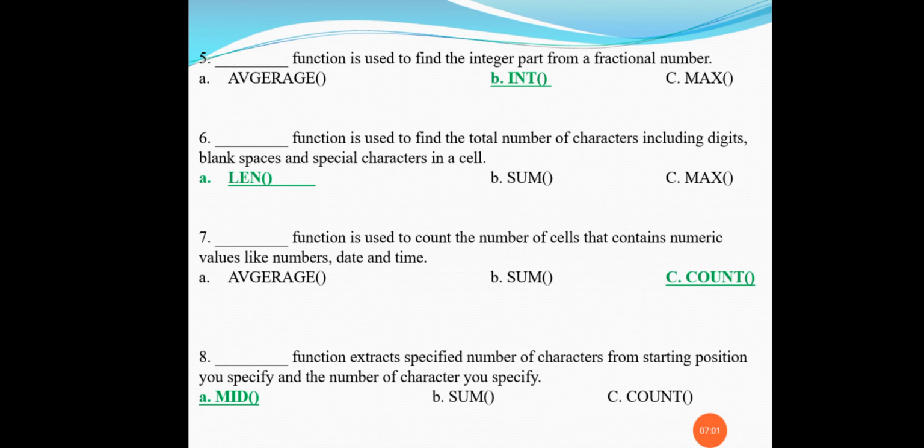Seventh one, dash function is used to count the number of cells that contain numerical values like numbers, date and time. Options are A. Average, B. Sum, C. Count. So answer is count here.